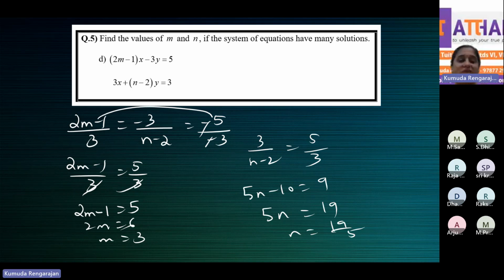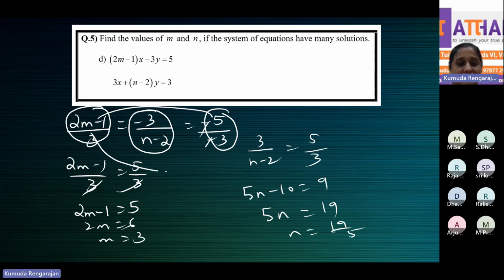So you should be careful while equating, children. See, you have 5 by 3 here. And this one has only m. This one has only n. So why not equate this with 5 by 3 and find m straight away, and equate this with 5 by 3 to find n straight away?